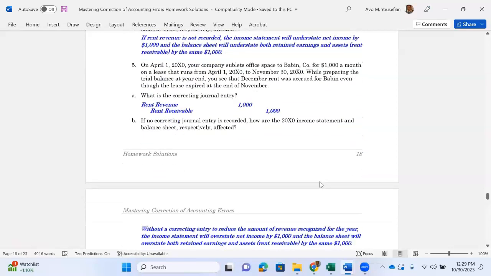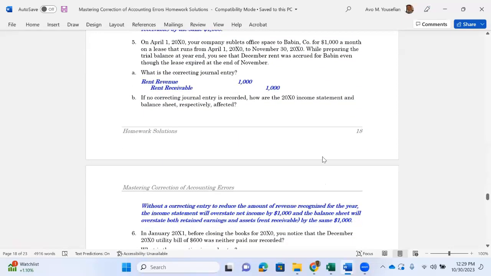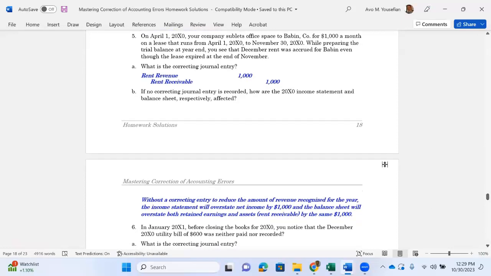Okay, let's go to problem 5. On April 1st of 2020, your company sublets office space to Babbitt.